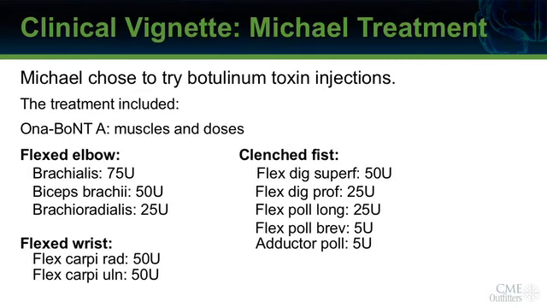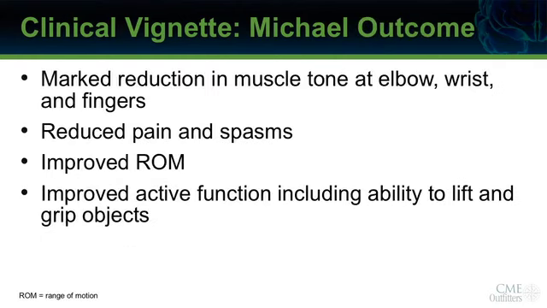Coming back to Michael, we elected to treat with botulinum toxin A, onabotulinum toxin, Botox. Here are the doses for elbow flexion, wrist flexion, the clenched fist, injecting the doses as you see here. And his outcome was actually very good. There was marked reduction in muscle tone at the elbow, wrist, and fingers. Michael reported reduced pain and reduced spasms, improved range of motion, and even some active functional gains with improved ability to lift and grip objects.